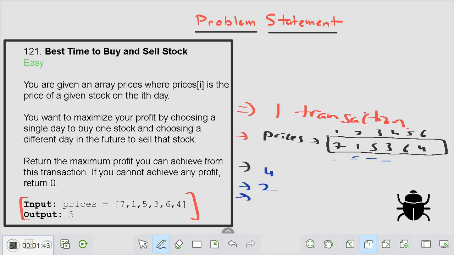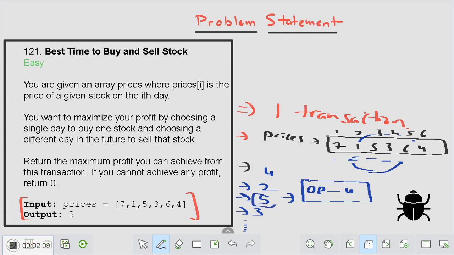After that I can do this transaction like buy at 1 and sell at 6, so it is giving me 5 profit. And after that I can do more transactions like 1 to 4, I am getting 3, and there are many more transactions possible. Out of all those transactions, I'm going to have a maximum profit of 4. So 4 is basically going to be my output. Oh, sorry, I will have a maximum profit of 5 here. So 5 is basically going to be my output.